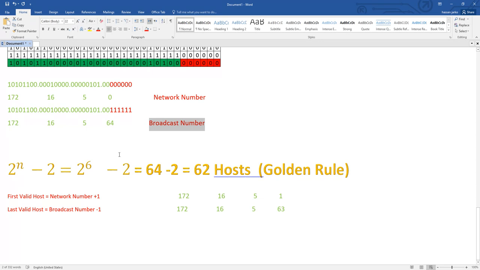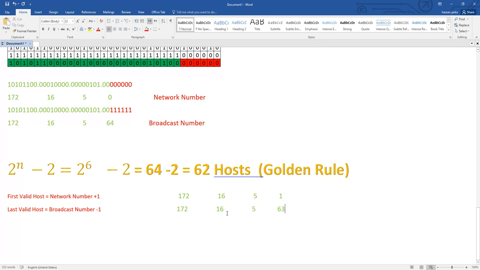Okay, what we have left is very simple. We need the first valid host, which is obtained by adding 1 to the network number. So our network number was 172.16.5.0. We just put 1. We went 1 level up, so the next IP address is .1. So this is the first usable host, and the last usable host will be the broadcast number minus 1. The broadcast number was .64. We just subtract 1 from it and we got the last valid host, which is 63.